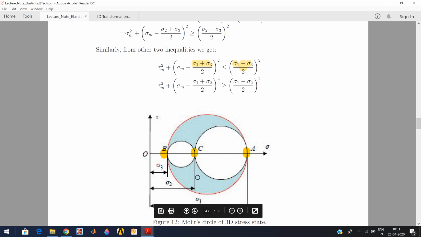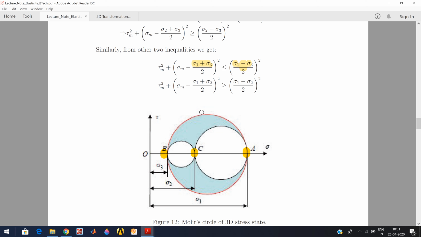Based on these values, we can form 3 circles. One circle with sigma 1 and sigma 2, another circle with sigma 2 and 3, and the bigger circle we get using sigma 1 and sigma 3. We can see from the equations that the sigma and tau, that is the normal stress and the shear stress at any given plane, will lie within these 3 circles, so inside the bigger circle and outside the 2 smaller circles.